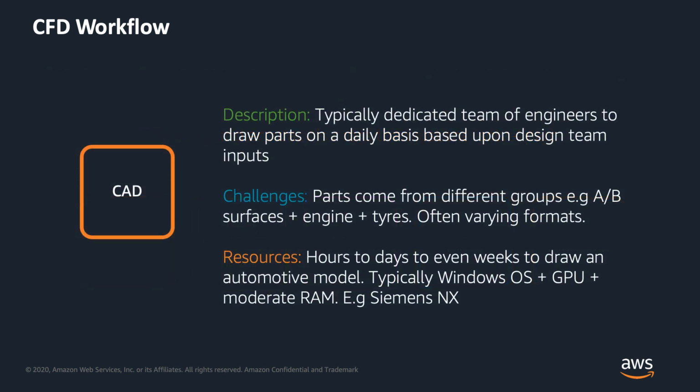So if we start off with the CAD part, what is this? Well, it's typically a team of engineers drawing these parts. If it's a startup, it could just be one individual. If it's a big automotive OEM, it could be a whole team of surfacers doing this on a daily basis. The challenge, of course, is that there are many different areas that need this surfacing, from the A and B surfaces, even to the tires and the engines. It all has to be drawn, and it's often done in varying formats in different parts of the organization. From a resource point of view, it's hours to days or even weeks to draw an automotive model. But typically it's Windows based.